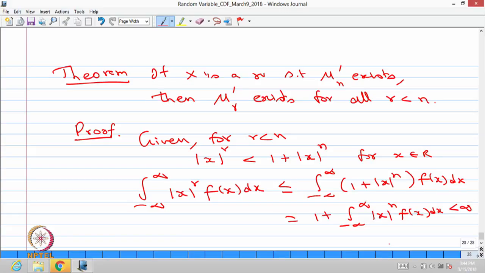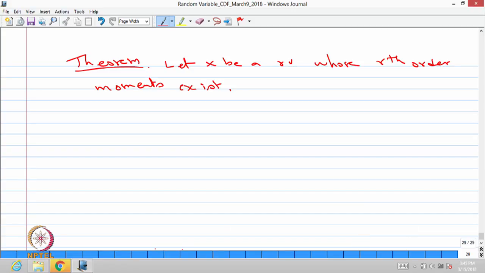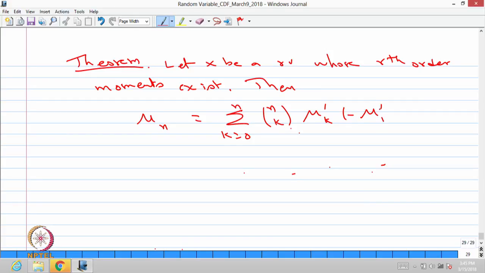The next result as a theorem: let x be a random variable whose rth order moments exist, then one can write mu suffix n is same as summation over k is equal to 0 to n, n c k, mu suffix k dash with minus mu 1 dash power n minus k.